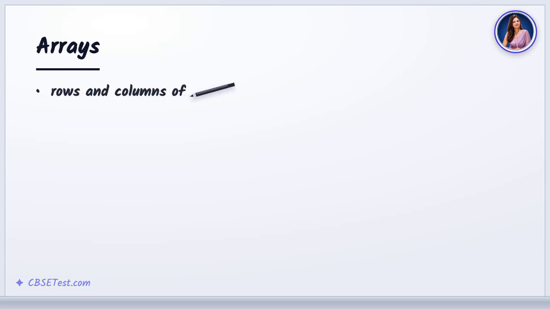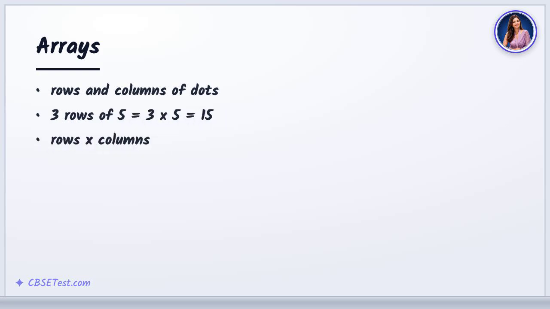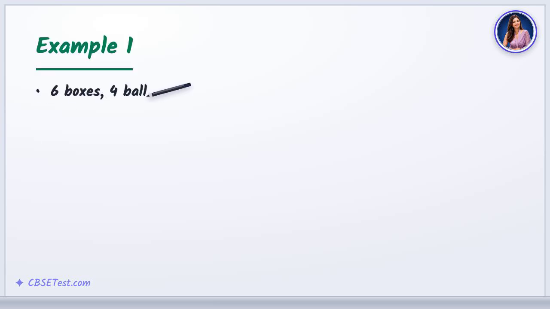An array lays items in equal rows and columns. 3 rows of 5 dots is 3 times 5, 15. Just multiply rows by columns. 6 boxes with 4 balls each hold 6 times 4, 24 balls in all.